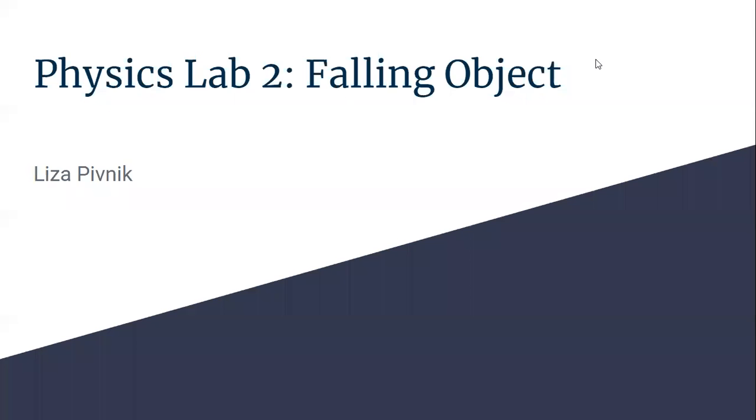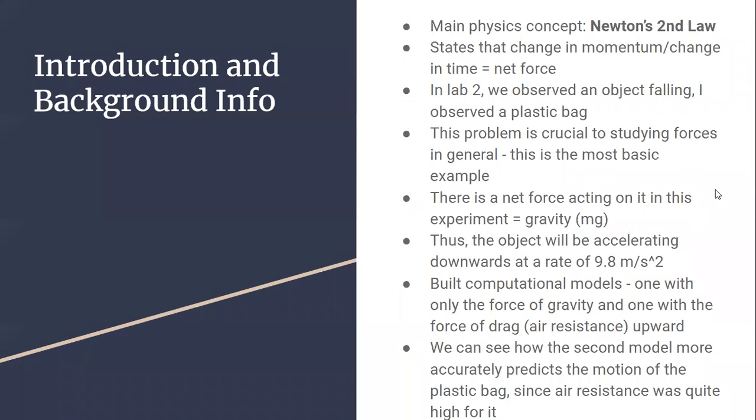This is my physics lab 2, where we studied the motion of a falling object. So for the introduction and background info, the main physics concept that we studied in this lab was Newton's second law. This law states that the change in momentum over the change in time equals the net force. So in lab 1, we had something moving with a constant velocity, so the net force was 0.